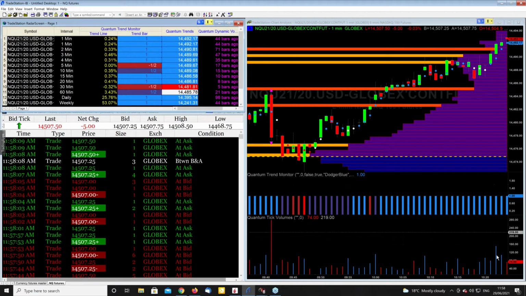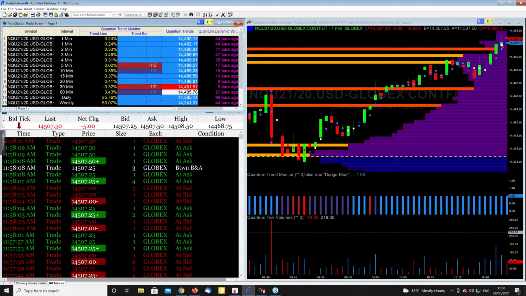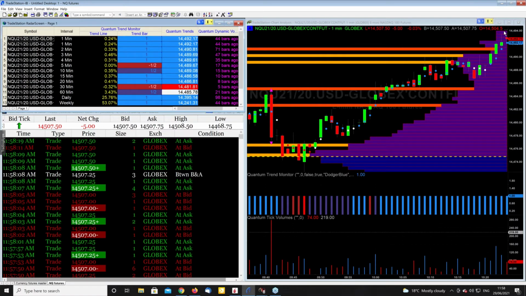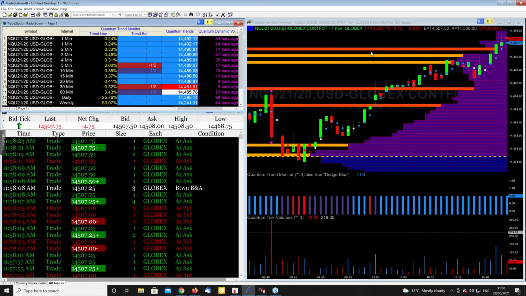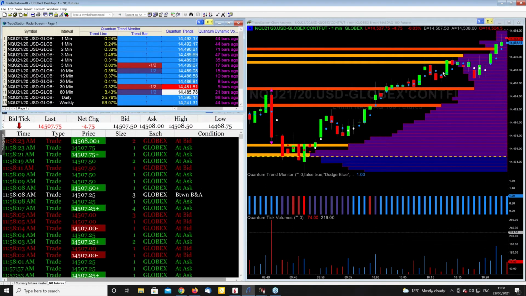Decent volume here. The volume fell away on the last candle there, a little bit of a wick to the upper body, so a little bit of weakness coming in here, and we're also getting up to the top of the chart there, so you'd have to flick over onto another time frame. Bear in mind this is 1 minute. Got the trend dots here.